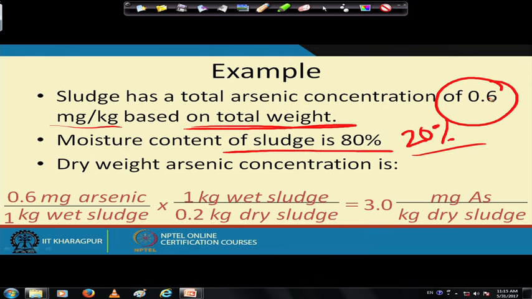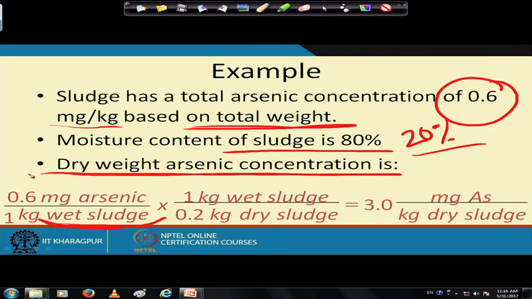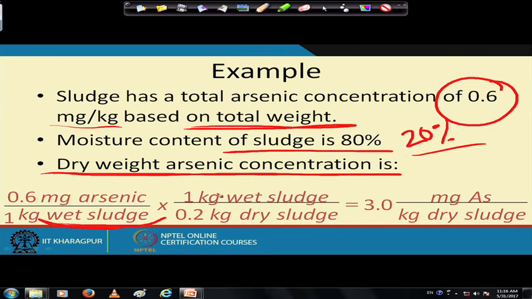So we had 0.6 milligram of arsenic per kg of the wet sludge. That's the total. But we have to calculate the dry weight arsenic concentration, which means in terms of the dry mass. The 0.6 milligram of arsenic is the mass of arsenic in 1 kg of wet sludge. To convert that to the dry basis, we need to know how much of that 1 kg of wet sludge is dry. For 1 kg of wet, we have 0.2 kg of dry, because the solids content is only 20%.